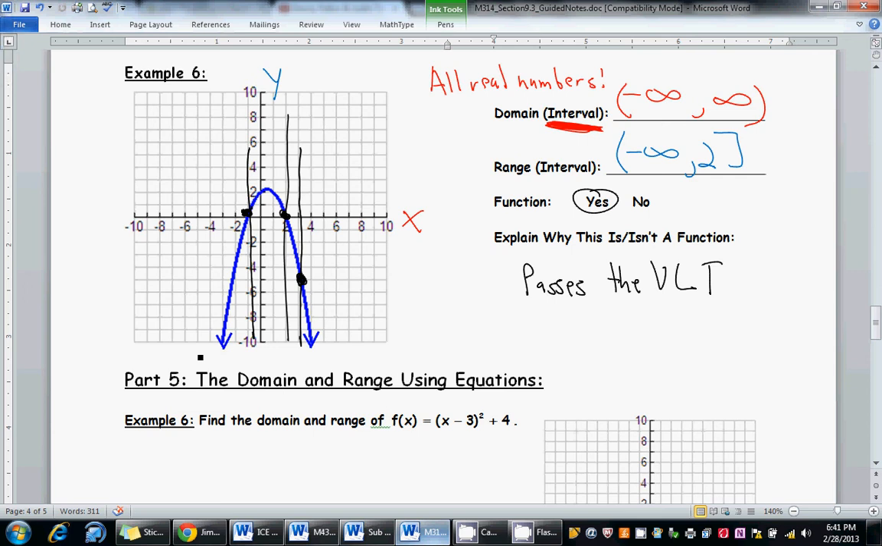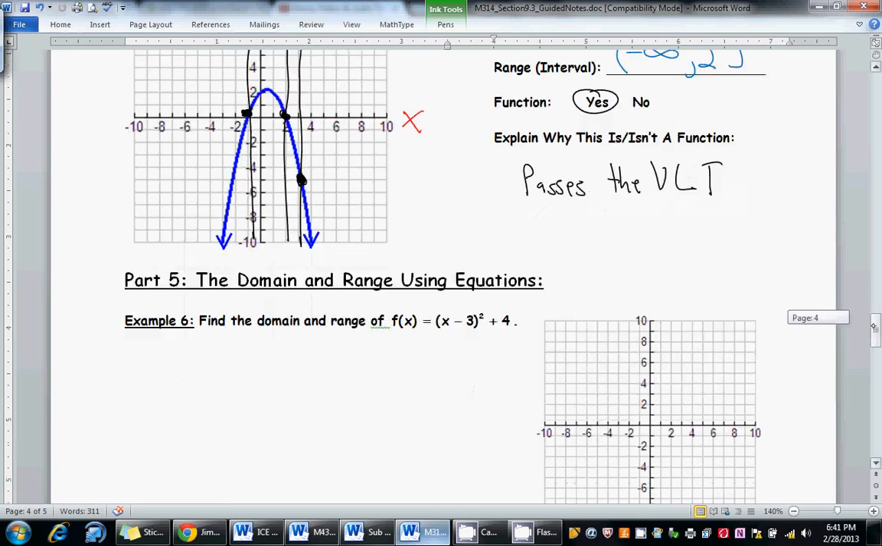All right, so we've looked at domain and range with tables and ordered pairs. We've looked at graphs. And now the last thing to do is look at equations.